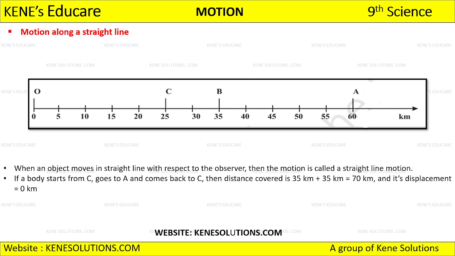They have explained that if a body starts from C, which is labeled at 25, goes to A, which is at 60, and then comes back to C again, then the distance traveled is 35 kilometers plus 35 kilometers, because going from C to A covers 35 kilometers and then A to C is another 35, so it becomes 70 kilometers. But its displacement is 0. The distance covered is 70 kilometers, but the displacement is 0 kilometers.